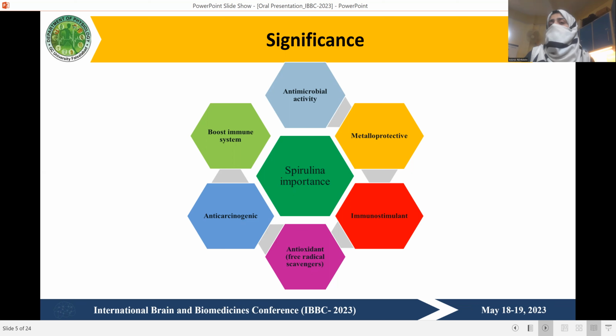Here are some of the importance of spirulina species. Spirulina is popular for its antimicrobial activities, including antibacterial and antiviral activities. It is metalloprotective, an immune stimulant, and has antioxidant properties. It is anti-carcinogenic and boosts the immune system.